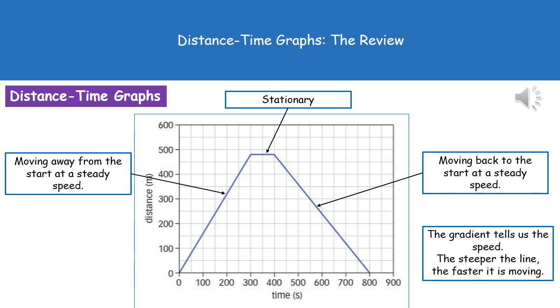The only other thing we really need to remember is that when we're looking at these lines, the gradient tells us how quickly it's going. So if we've got a very steep line, one that's closer to being a vertical line, that means that it's moving faster than one that's closer to being a horizontal line.